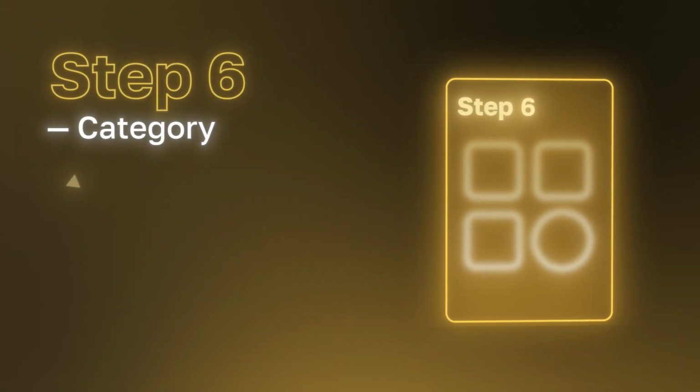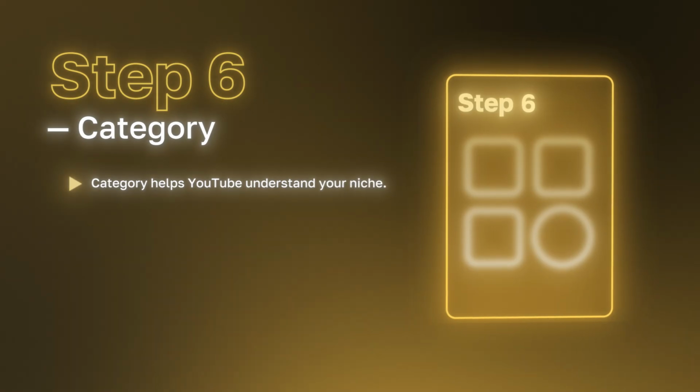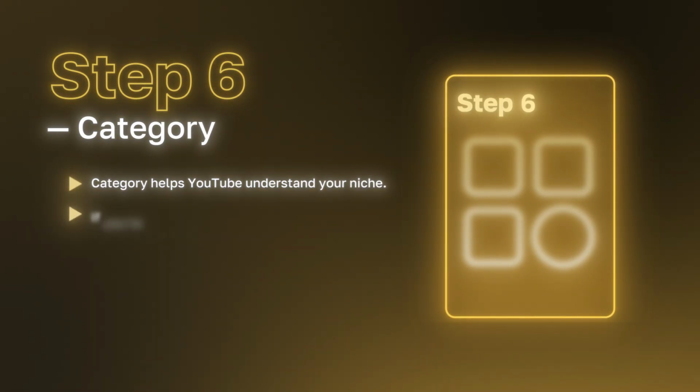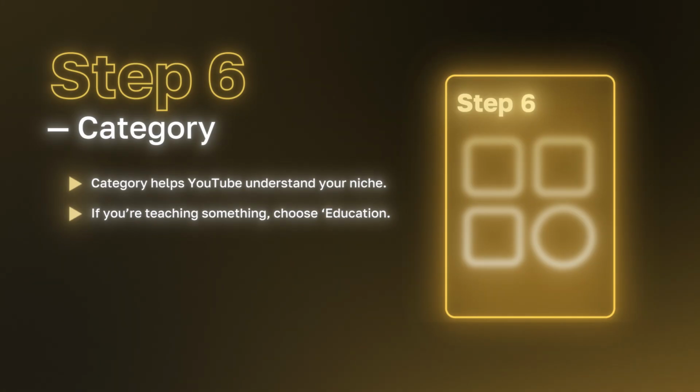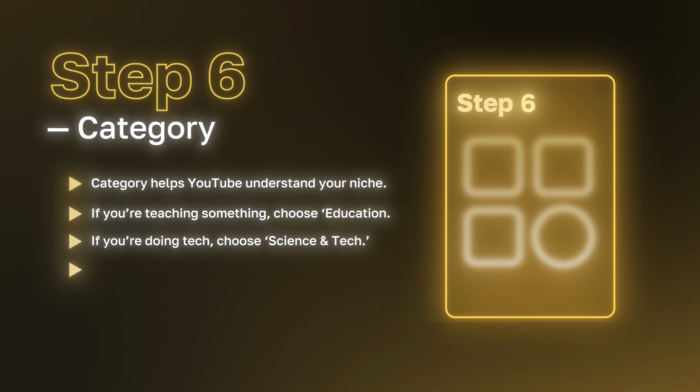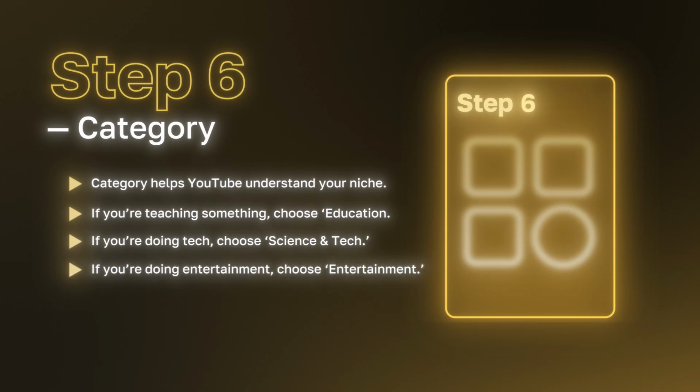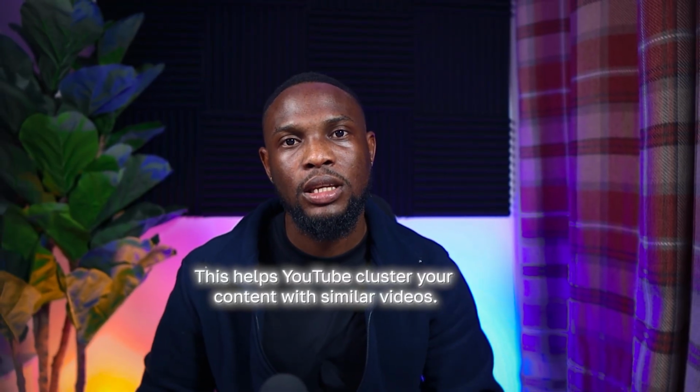And right below that is a section most creators miss, which is category. In 2026, the category section helps YouTube understand your niche. If your content is all about teaching, then choose education. If your content is all about tech, then choose science and technology. If you are doing entertainment, choose entertainment. This helps YouTube cluster your content with similar videos.